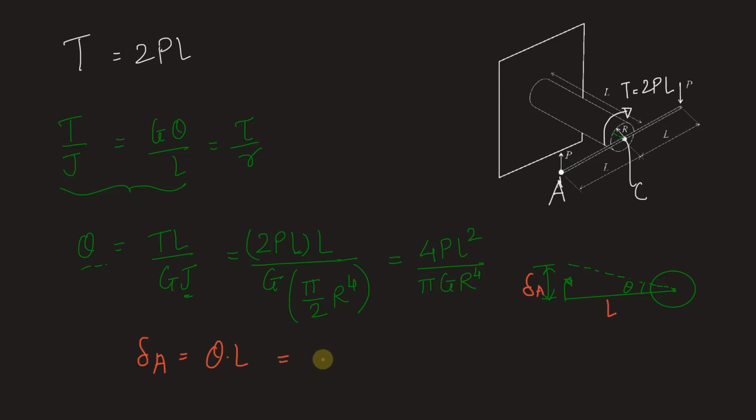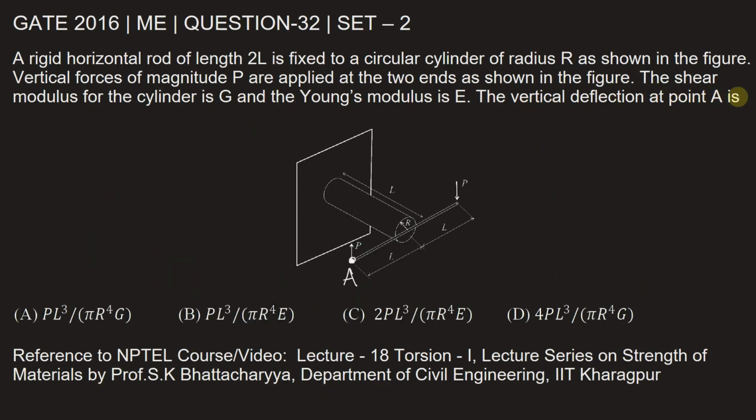So finally we have deflection at point A to be 4P L square into L gives us L cube, divided by pi G R raised to 4. Let's mark the correct option. We have vertical deflection at point A is option D, 4PL cube by pi G R raised to 4.